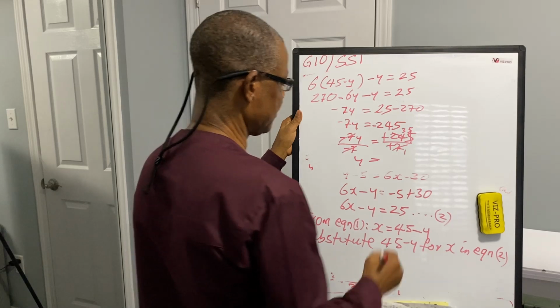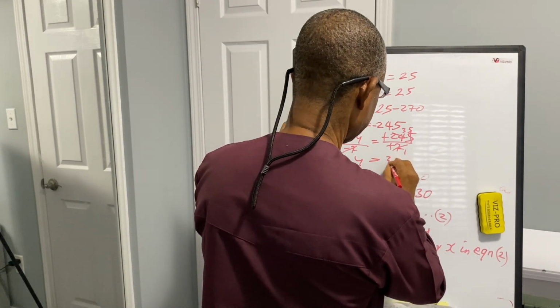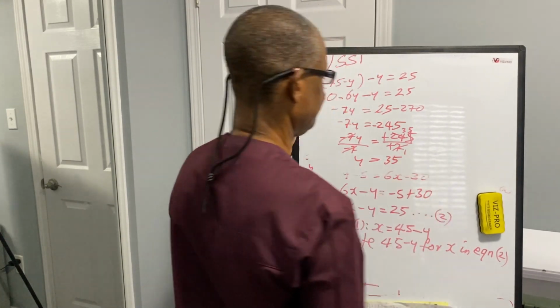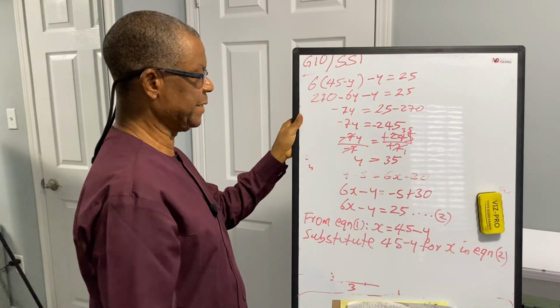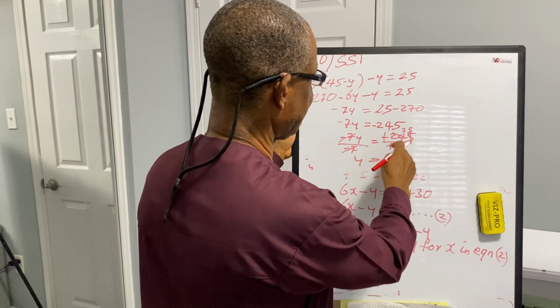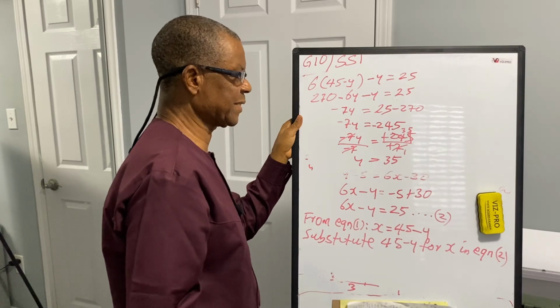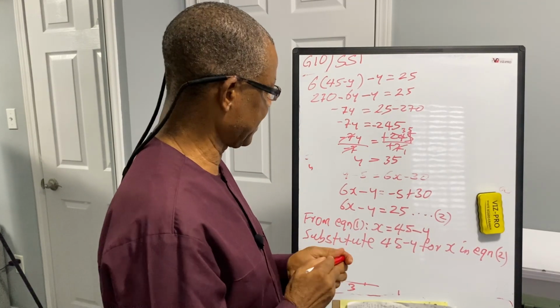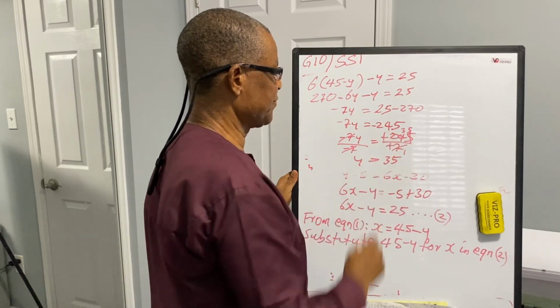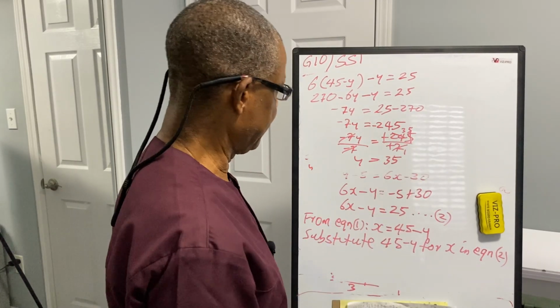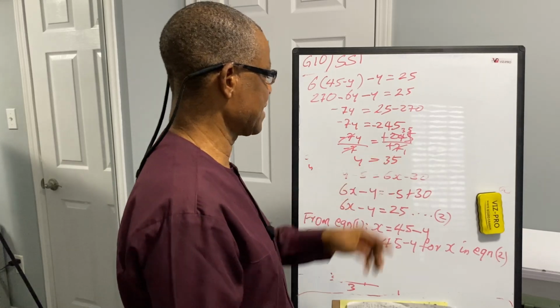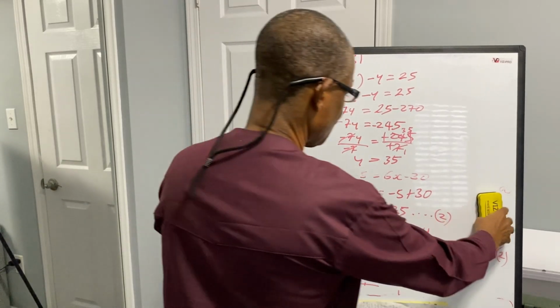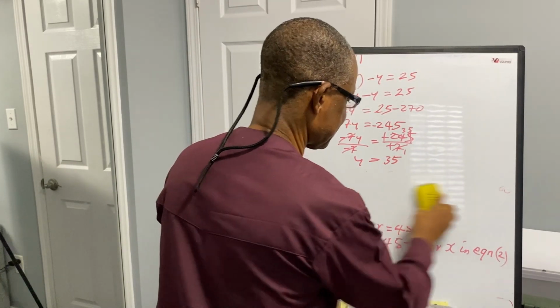So we now have y equals 35. I take it again. 24 divided by 7 will give us 3. You know that 7 times 3 is 21, so 24 minus 21 will give us 3. Then 35 divided by 7 will give us 5. So y is 35.